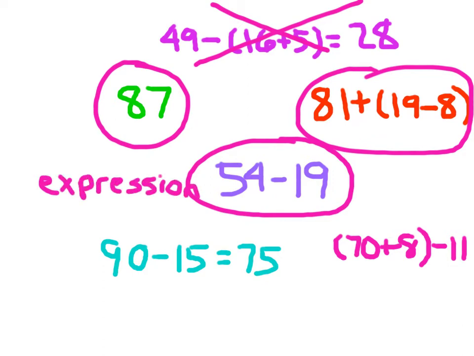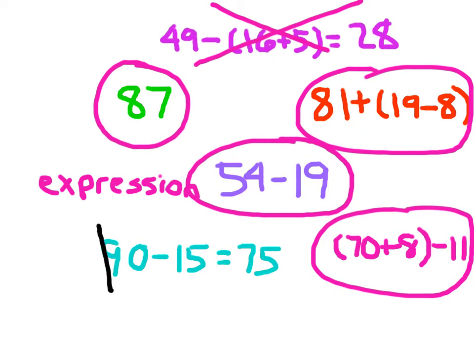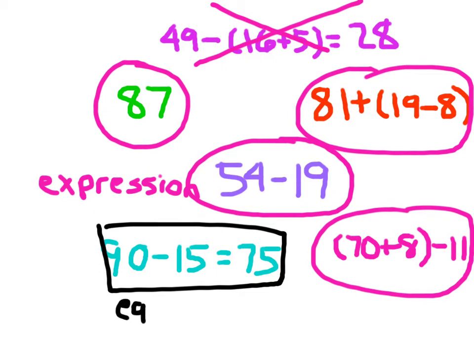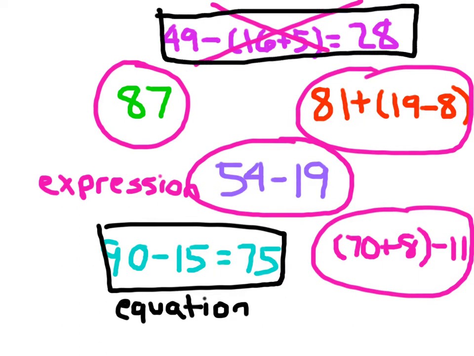Out of the final two, point at the one which is an expression. Hopefully you're pointing at that one right there. Now, why is this over here what we call an equation? This too, even though I crossed it out, would be an equation. What do those have that the other expressions do not have? They've got that equal sign.